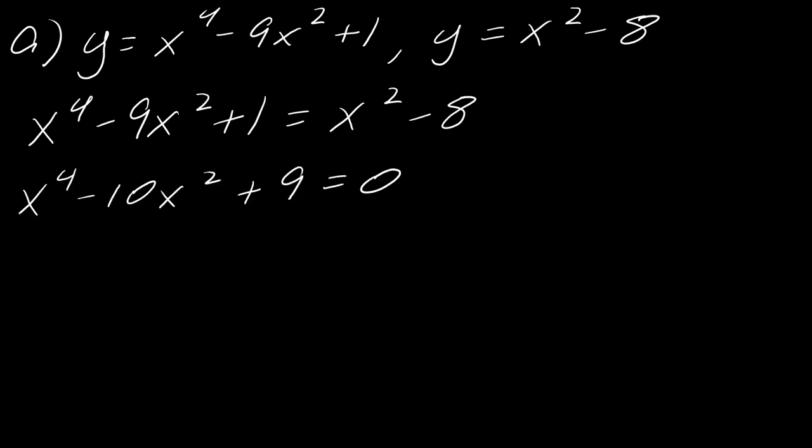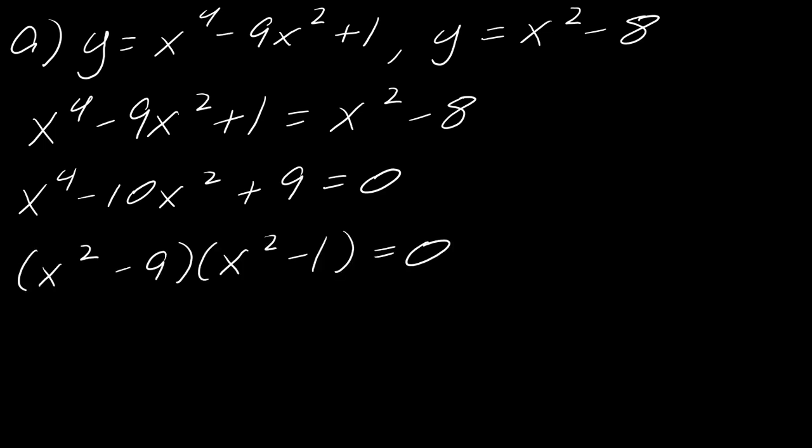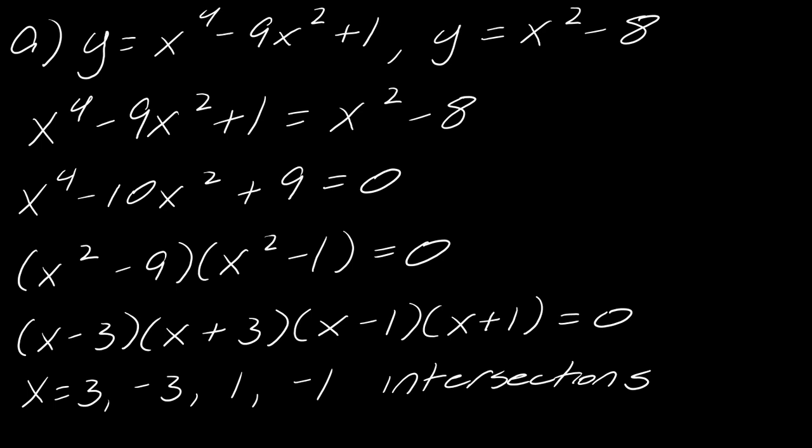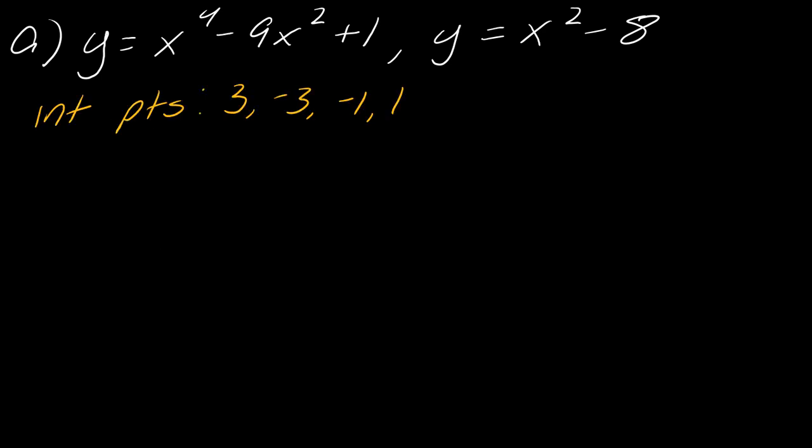So what I'm going to do is bring everything over to one side. Now this acts quadratic, so this can be factored. I can factor this as x squared minus 9 and x squared minus 1. And then these quadratics can be factored again. My coffee hasn't kicked in yet, sorry. So I can factor as you see here. These points, 3, -3, 1, and -1, are where my points of intersection happen. So here's what I'm going to do. I'm going to note that.